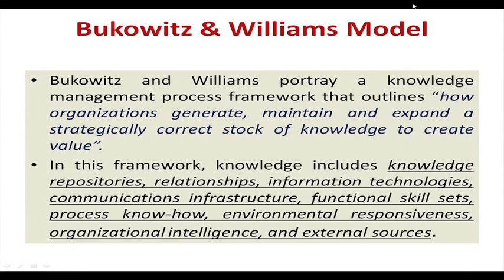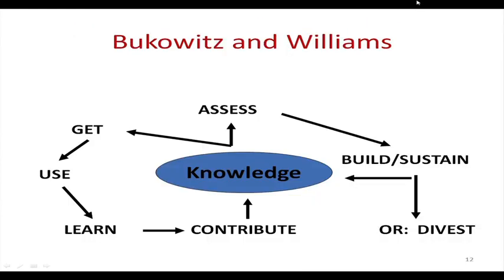So, now if you look at this model, it talks about certain things. Okay. It starts with assess. On the one side it is get, use and learn, that is how you contribute, and the other side talks about build, sustain, divest, right. So, it talks about two things. On the one side it talks about get, use and learn, on the other side it talks about building and sustaining the knowledge base and also divesting it.